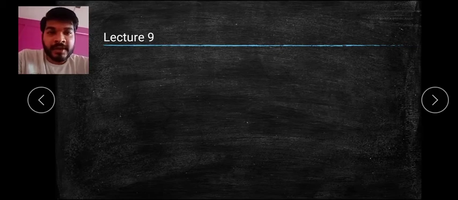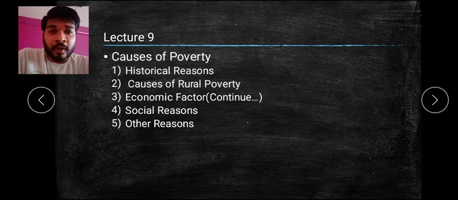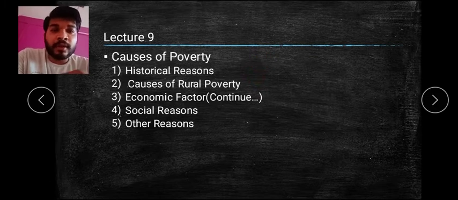We are continuing with the same chapter 5, and this is the ninth lecture. We already started causes of poverty, and in that topic we are going to learn today about economic factors. We have completed two causes, that is historical reasons and causes of rural poverty. Now today we are going to start with economic factors.